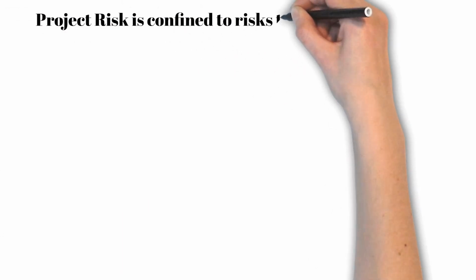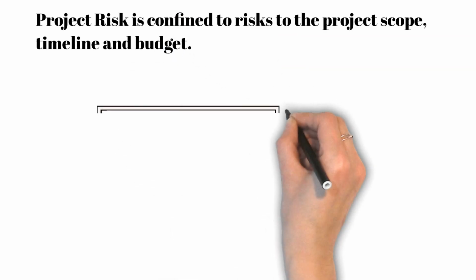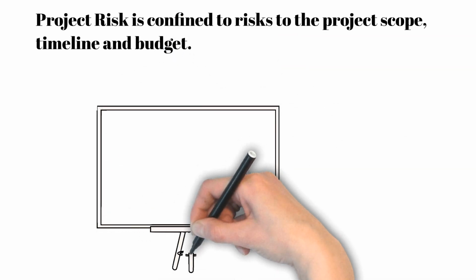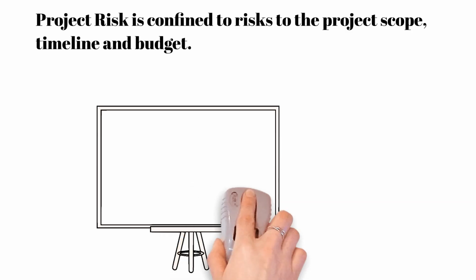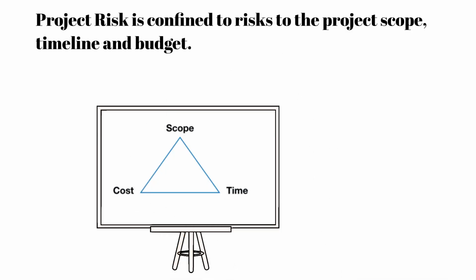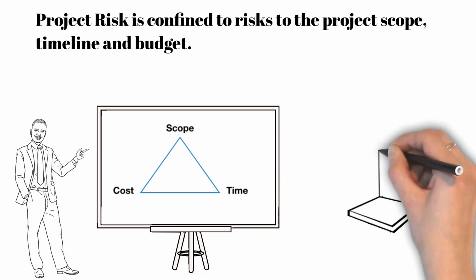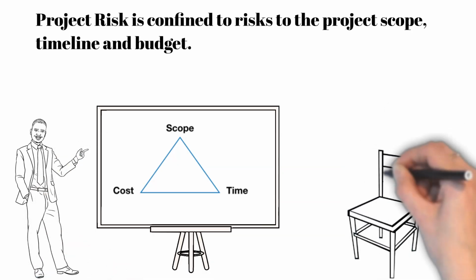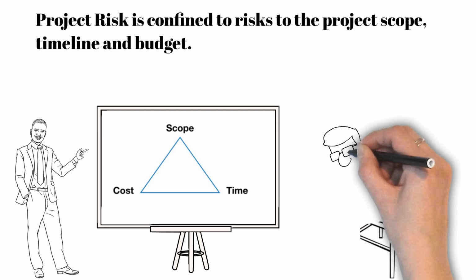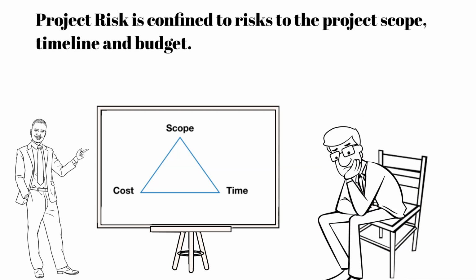Project risk is confined to the risks to the project's scope, timeline, and budget. So thankfully, we have a limited area to manage risk in. Project risk management has 7 processes. Yes, 7 processes. But don't worry, they are easily understood, and some quite common sense in fact. Sometimes we might forget to do them because of that.